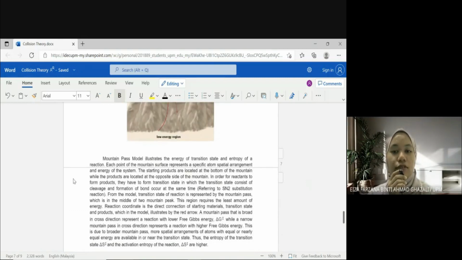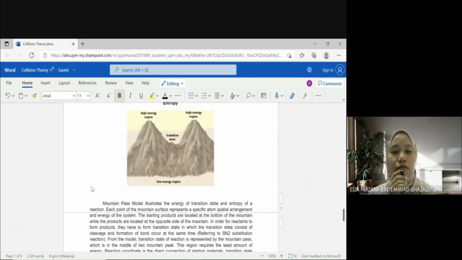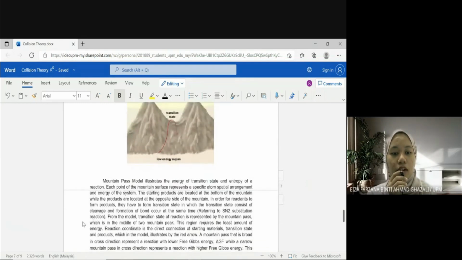In order for reactants to form the product, they have to form the transition state, which is an intermediate, consisting of cleavage and formation of bonds which occur at the same time. This is referring to the SN2 substitution reaction. From the model, the transition state of the reaction is represented by the mountain pass, which from the diagram is here, in the middle of the two mountain peaks.